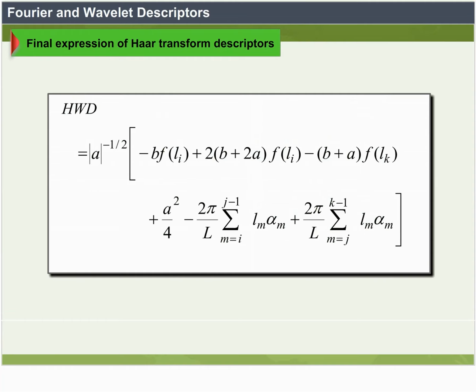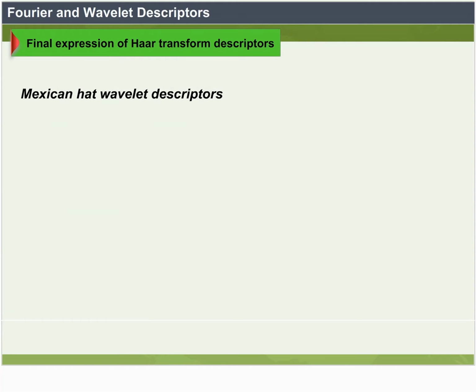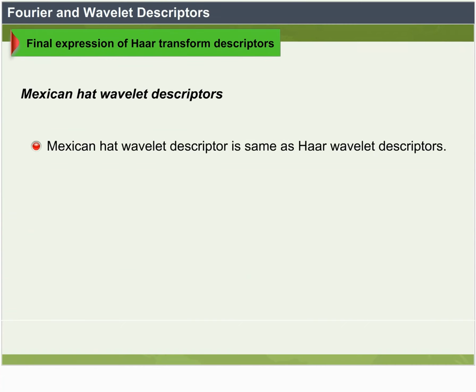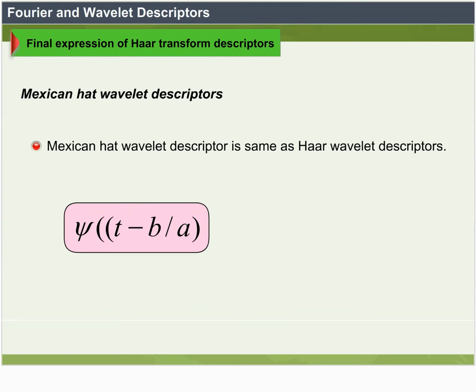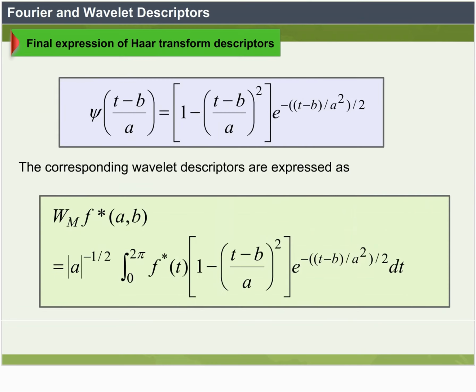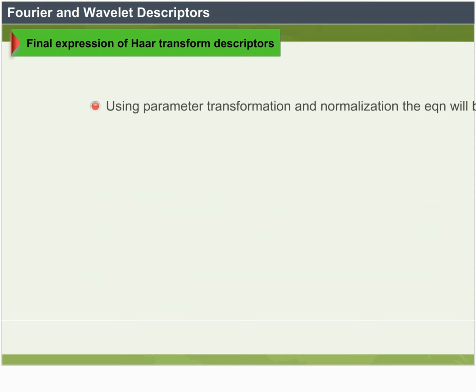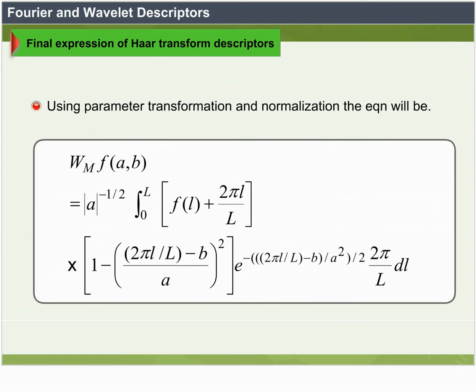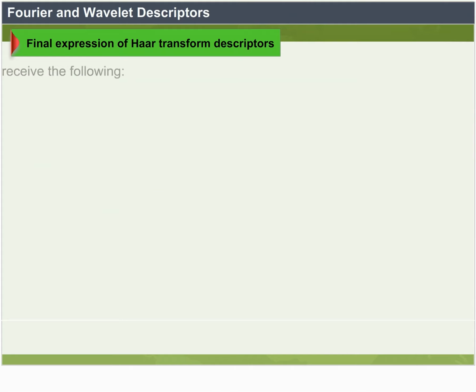Mexican hat wavelet descriptors. Mexican hat wavelet descriptor is the same as Haar wavelet descriptors. Psi of (t minus b) divided by a is a Mexican hat wavelet set. The corresponding wavelet descriptors are expressed as, using parameter transformation and normalization, the equation will become, after small modification, we receive the following.